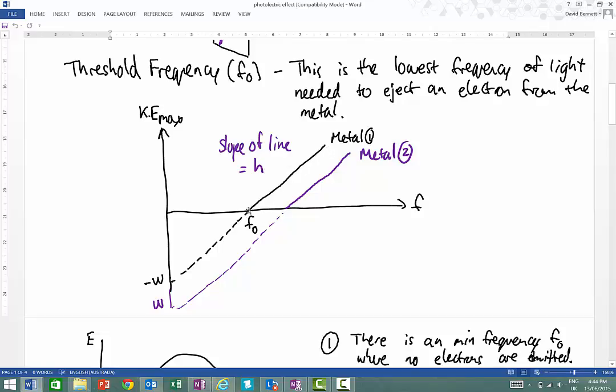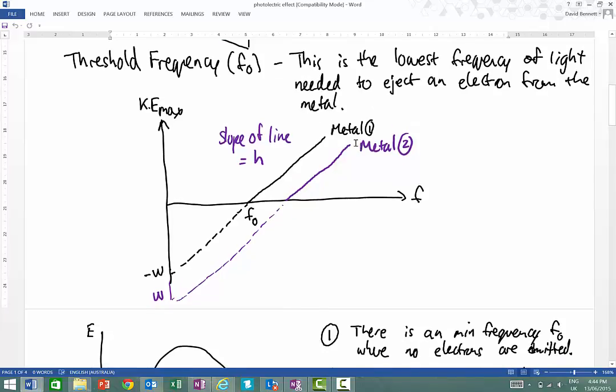The threshold frequency is where it hits the x-axis there, and the work function is where it cuts the y-axis down the bottom there. Obviously, if you've got a higher work function, we'll still have the same slope to the line, but it will cut down a bit further, so it's got a higher threshold frequency. So all of these lines for different metals will be parallel.